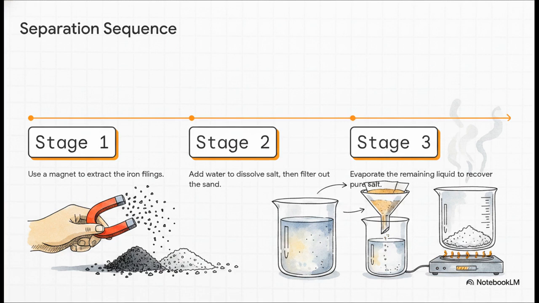Step 2, you're left with sand and salt. So, add water. The salt easily dissolves into a solution, but the sand just sits there. Pour that whole mess through filter paper, the sand gets trapped, and the clear salt water passes through. Step 3, take that salt water, apply some heat, and evaporate the liquid entirely to reveal the pure salt. See? We just conquered a complex mixture by systematically applying simple, everyday physical principles.